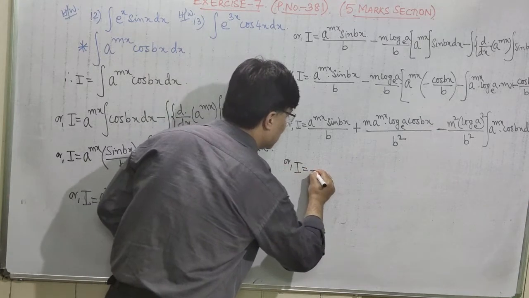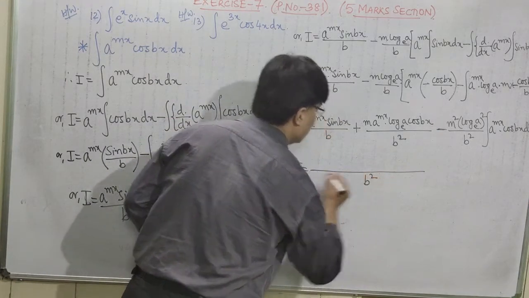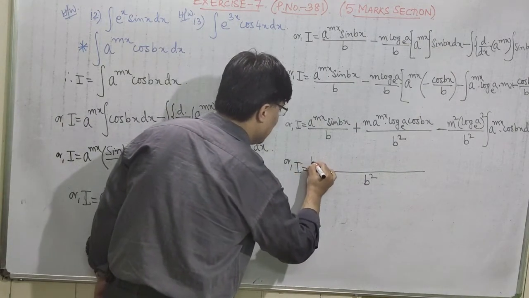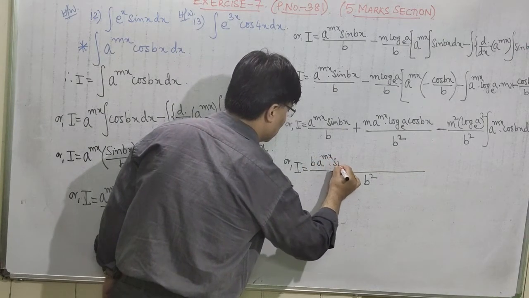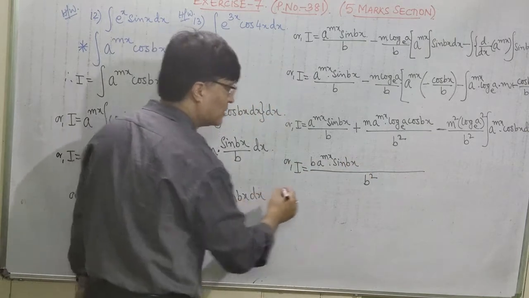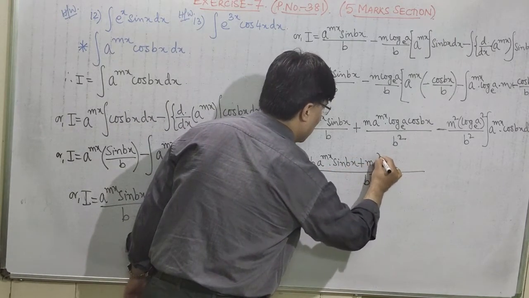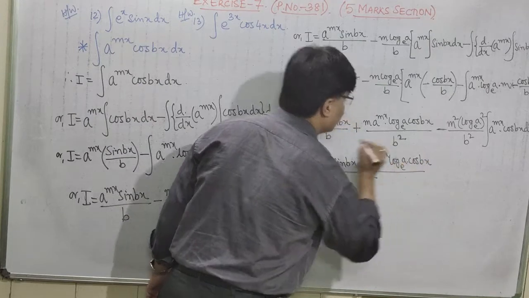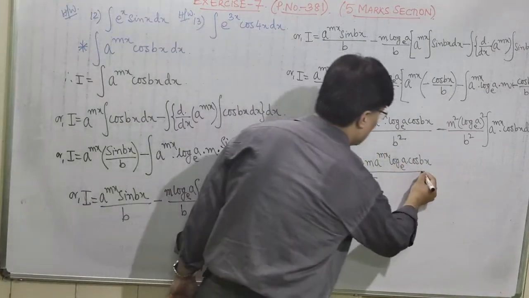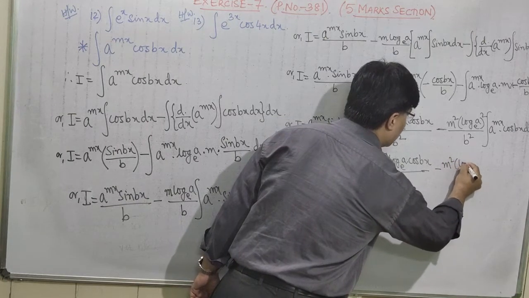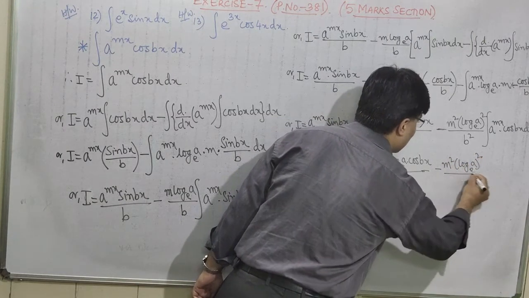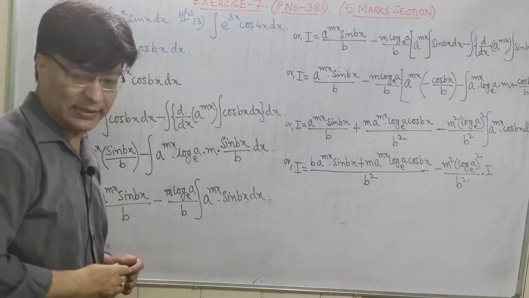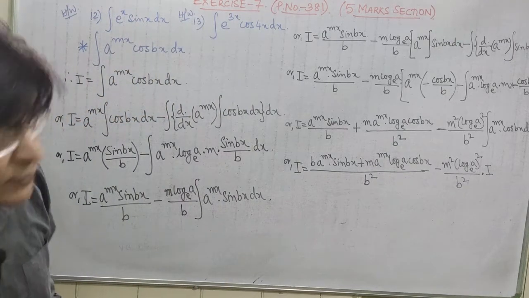Or I is equal to, let us take the LCM out here. This is your b square. Now this LCM b square is divided by b, so it is b a to the power mx sine bx, plus m a to the power mx log a base c into cos bx. Is that clear? Next, minus m square into log a base c whole square divided by b square into, so instead of this integration you can write I. So I think you have understood it.